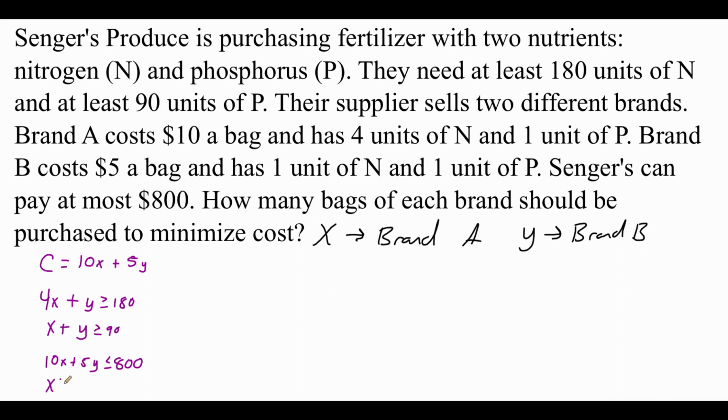So our X needs to be greater than or equal to 0. We need to buy more than 0 bags of brand A, and our Y needs to be greater than or equal to 0 because we're going to need more than 0 bags of brand B. Now, in order to graph these out, we're going to need to get these inequalities in sort of like a y equals mx plus b.